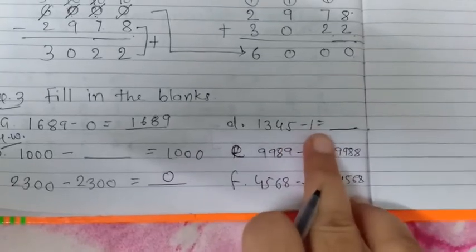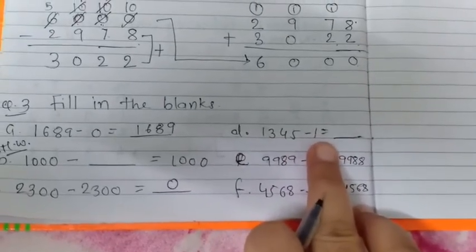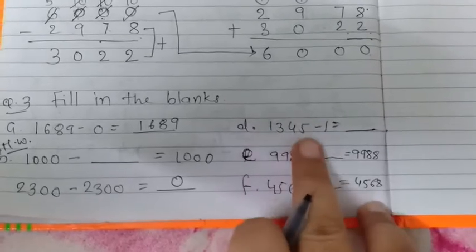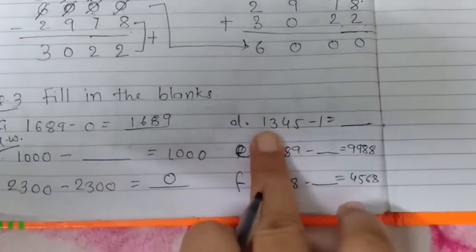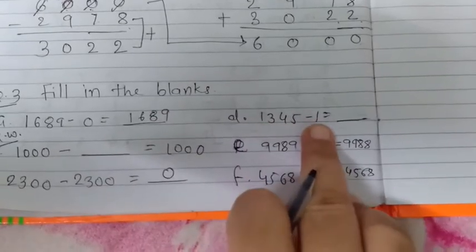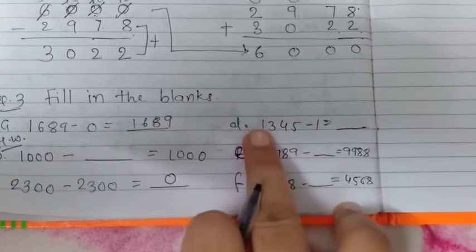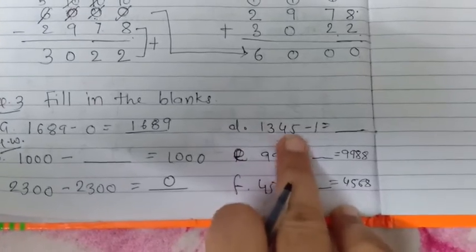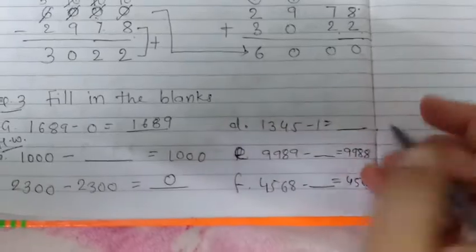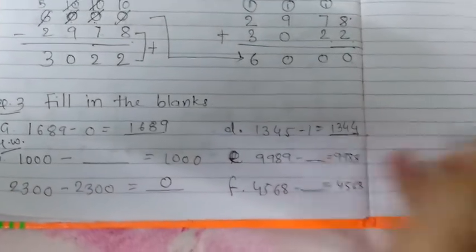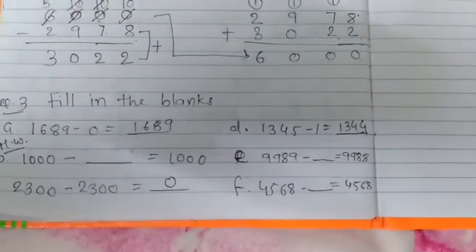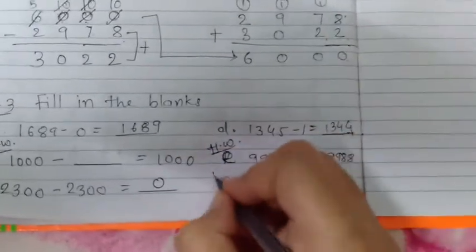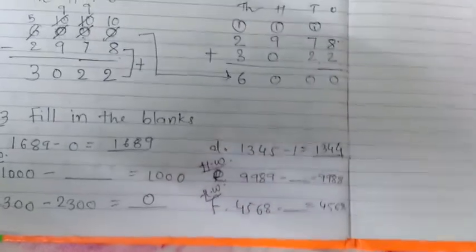D. 1345 minus 1. Whenever you subtract 1 from any number, then you get the predecessor of that number. Meaning you are subtracting 1 from 1345, so you get the predecessor of 1345, meaning the previous number. So that is 1344. Now E is your homework. F is also your homework.